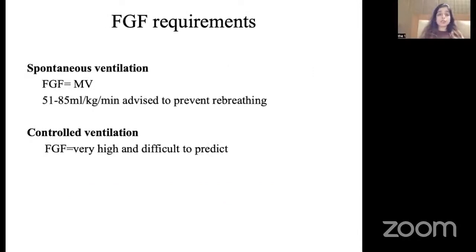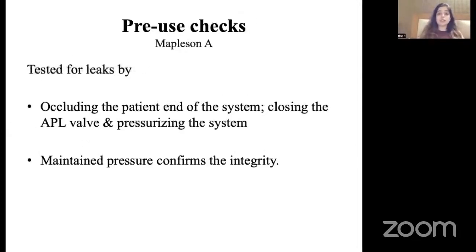These are the fresh gas flow requirements for the Mapleson A circuit for spontaneous and controlled ventilation. For spontaneous ventilation, the fresh gas flow required is 51 to 85 ml per kg per minute. While for controlled ventilation, it is very high and difficult to predict. Therefore, it is not recommended for controlled ventilation.